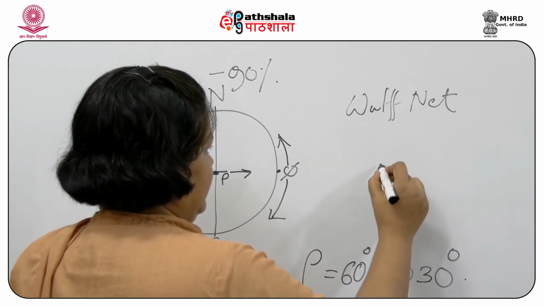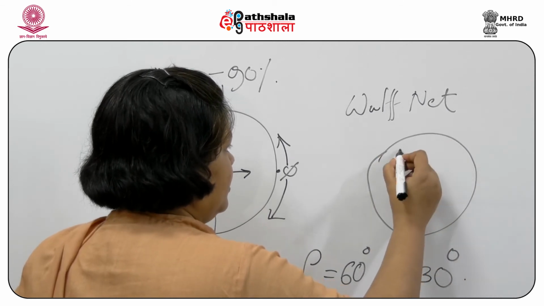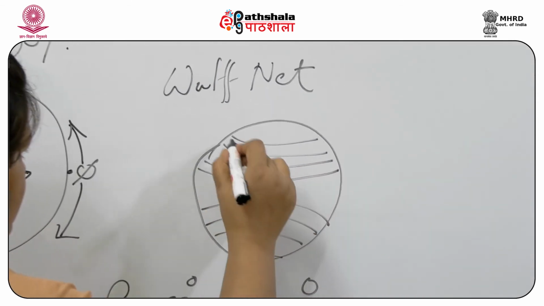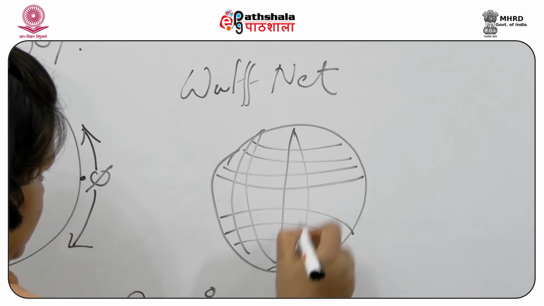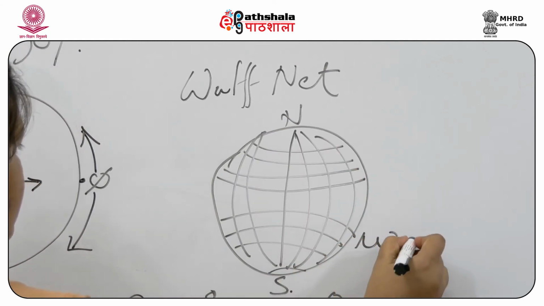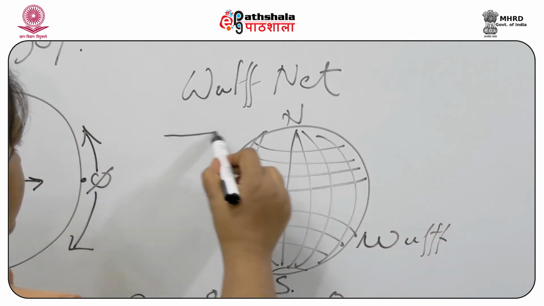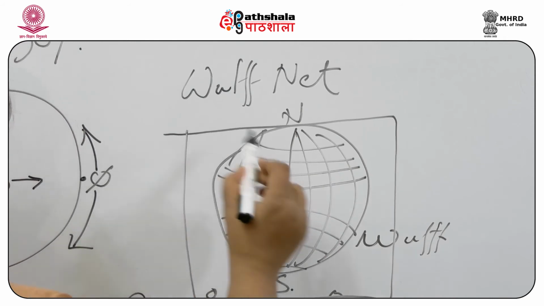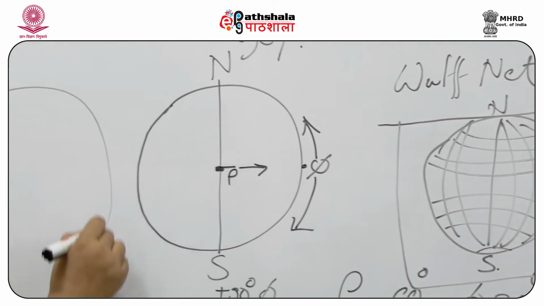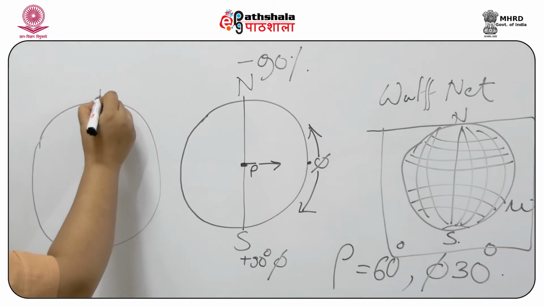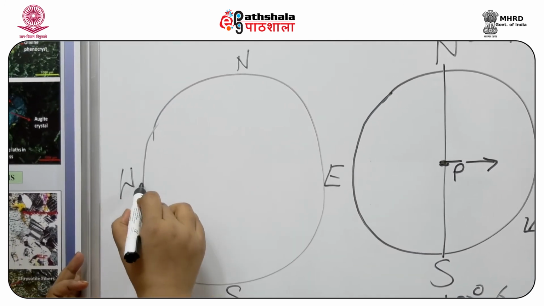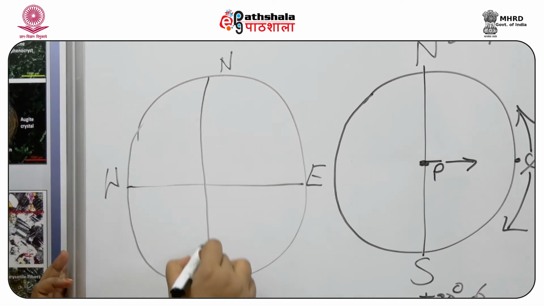Wulff net. I will first plot the Wulff net, wherein the small circles are marked like this, great circles are marked like this, and this is the north and the south. This is my Wulff net. On top of it, I will place my tracing paper. I will trace out this Wulff net and produce a tracing marked as north and south here, and here I have the east direction and the west direction. So this is how I am roughly making a diagram.